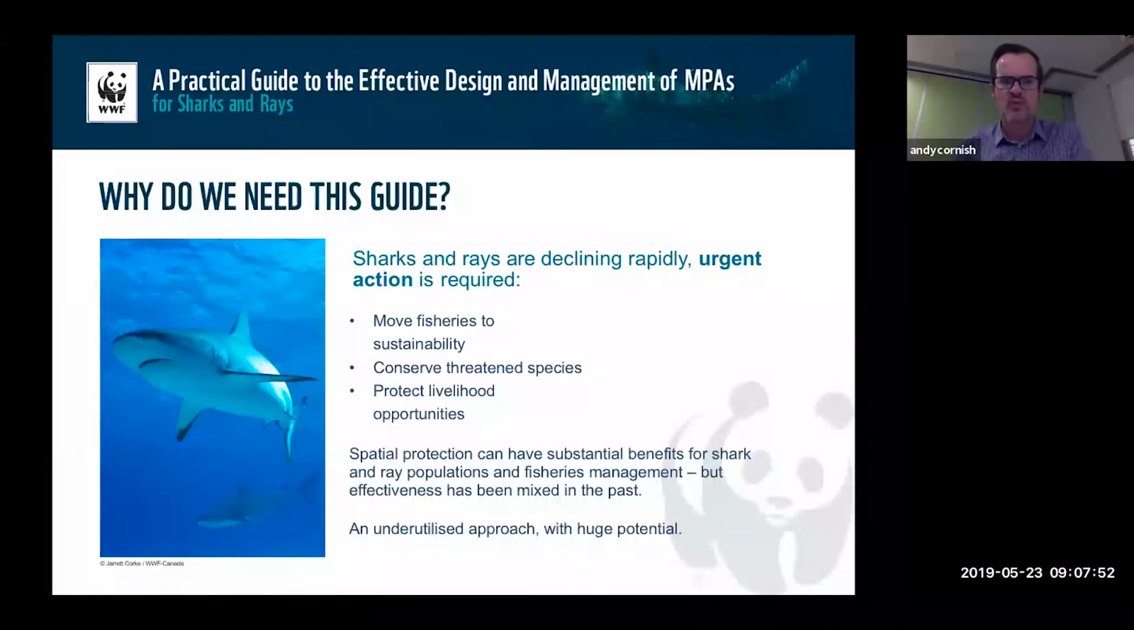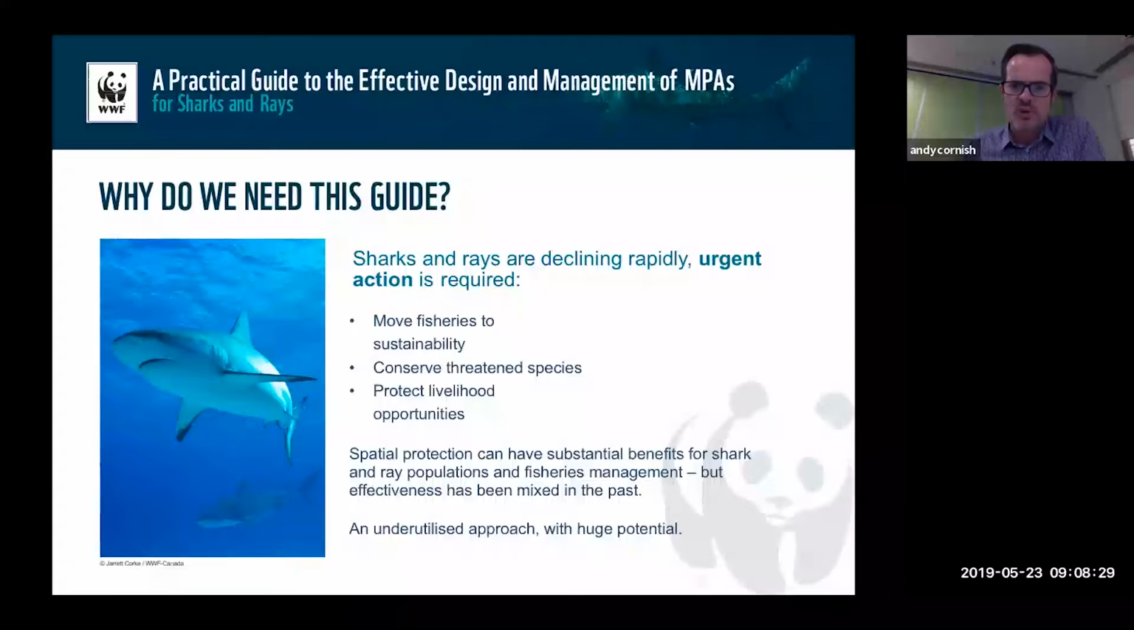So in terms of why we need this guide, I guess most people on this call are fairly aware that sharks are in crisis with populations declining rapidly, and that there's a variety of overlapping potential objectives. Primarily, we're talking about reducing the threat of overfishing, or managing the threat of overfishing, so really moving fisheries to sustainability, conserving threatened species, which is probably the usage that we've seen so far, and protecting livelihood opportunities, whether fishing or tourism.